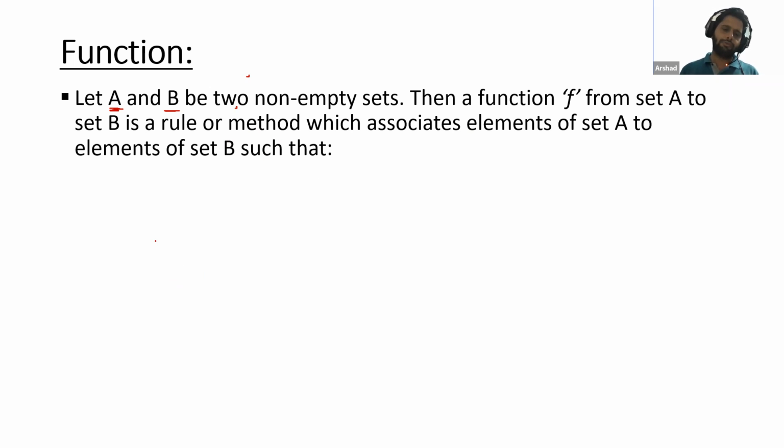Now suppose we have a relation. What is a relation? A subset of A cross B, a subset of the Cartesian product. So a relation is derived from the Cartesian product, and functions will be derived from the relation. So suppose we have a relation like this, A comma B.